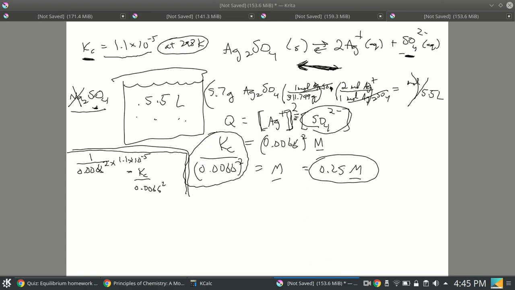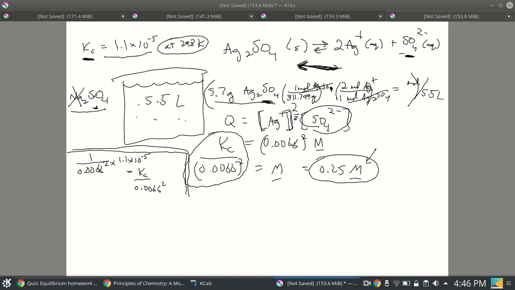So I have a target molarity for the sulfate ion. It is 0.25 molar. I need to know how many grams of sodium sulfate I need to add to achieve this target molarity, 0.25 molar. But remember, there was already 5.7 grams of silver sulfate in here, meaning there is already some sulfate ion in here. How much sulfate ion? Well, let's change everything to moles so we can figure that out.